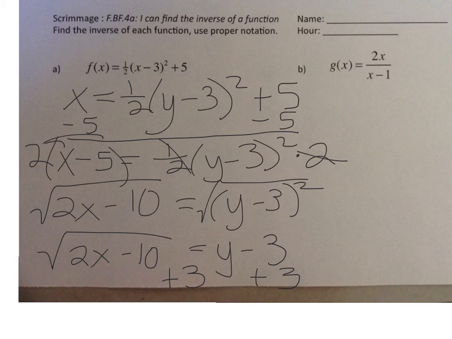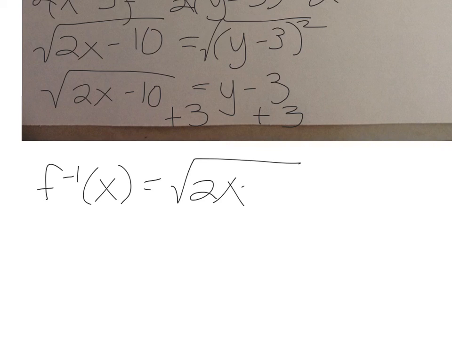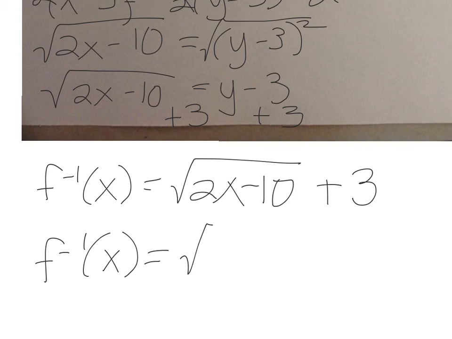The last thing you need to remember to do if you're using this method is to change your final answer to the inverse notation. So change the y to the inverse of f of x and write your final expression. Remember that if you didn't distribute the 2, your final answer is still correct. So the other acceptable form looks like this.